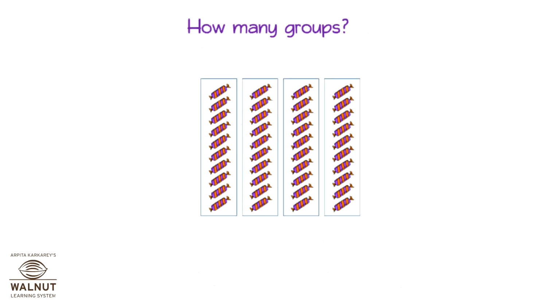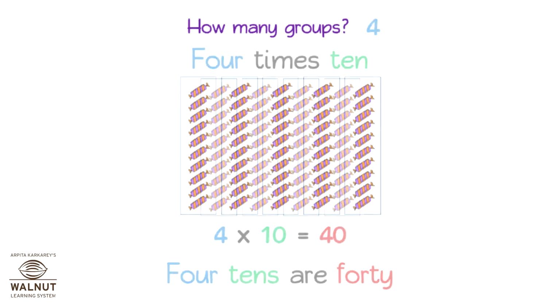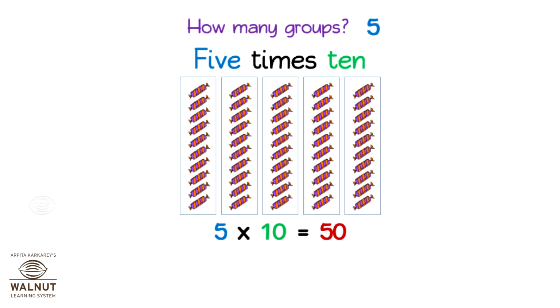How many groups do we have? 4. That is 4 times 10. We write it as 4 multiplied by 10, which is 40. We read it as 4 tens are 40. How many groups do we have? 5. That is 5 times 10. We write it as 5 multiplied by 10, which is 50. We read it as 5 tens are 50.